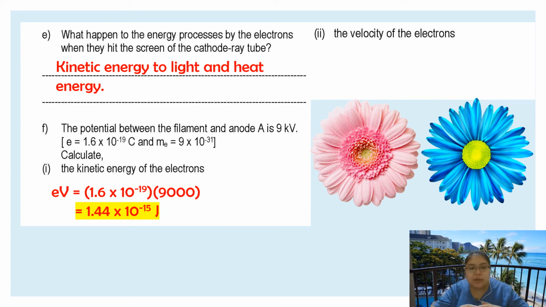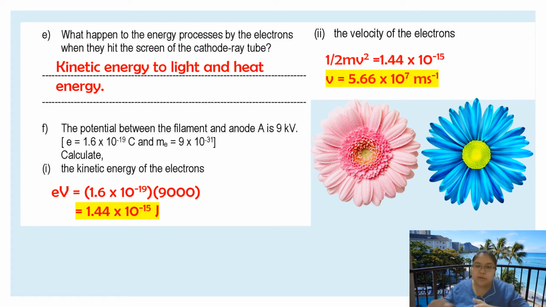Now they want to find the velocity of the electron. From here, we can write 1.44 times 10 to the power of negative 15 equals half mv squared. What we need to find is v. Remember, your final answer must involve a square root. Half mv squared equals the answer just now, then solving for v gives 5.66 times 10 to the power of 7 meters per second. This is the velocity of the electron.